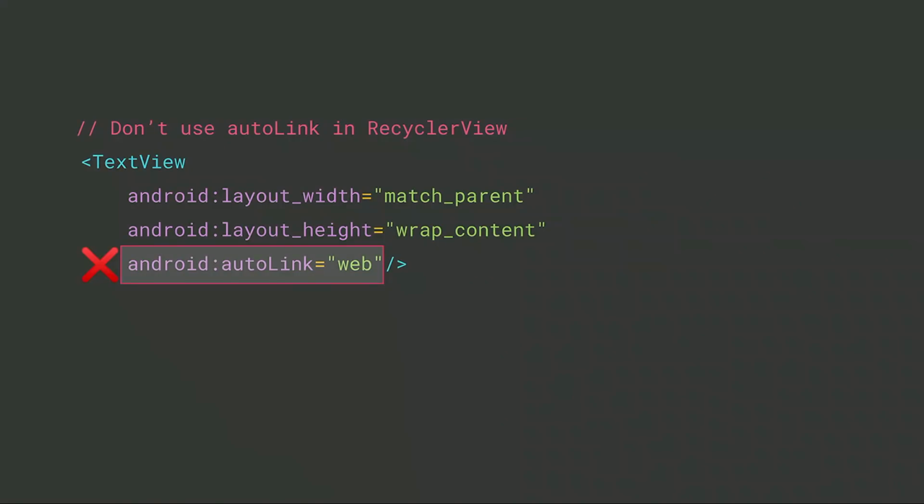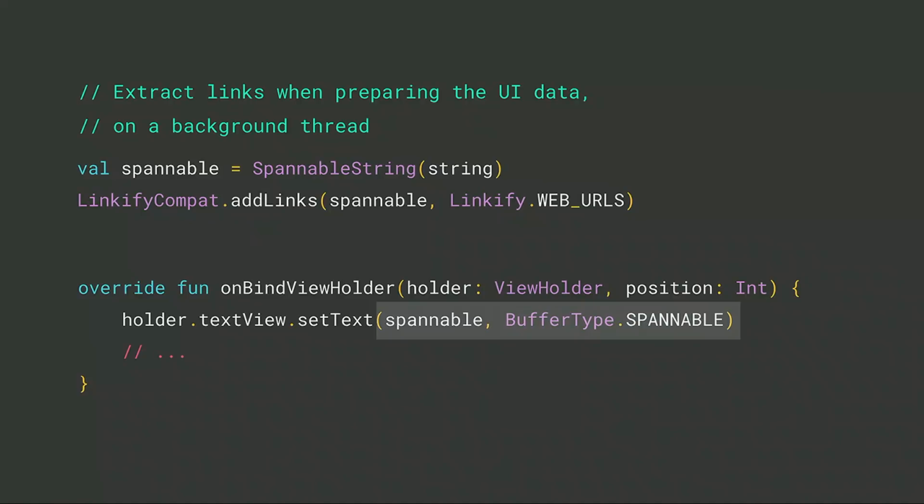So the solution to this is, one, don't use autoLink in your XML, because that automatically triggers all of the process. Instead, first of all, create a spannable copy of your string, and run either Linkify or LinkifyCompat to be able to find all those links beforehand. So you pre-calculate all of it. Then in onBindViewHolder, you simply have to set the text. And if you use Florina's trick of using buffer type spannable, you will be avoiding all of those copies and avoiding all of this extra computation.